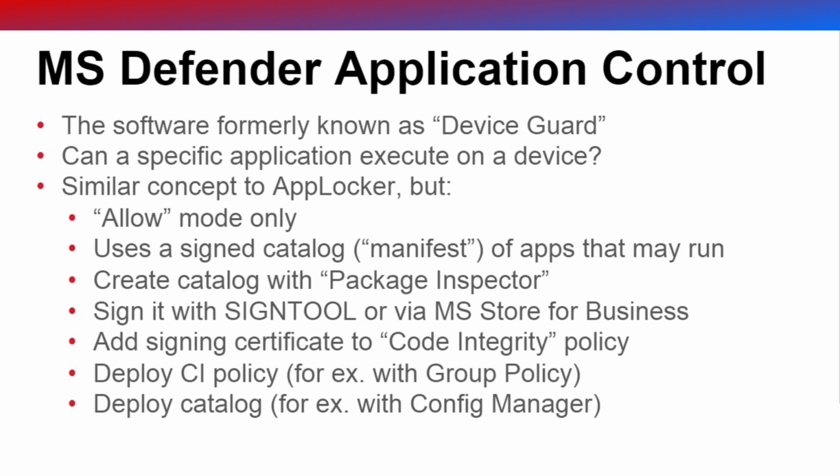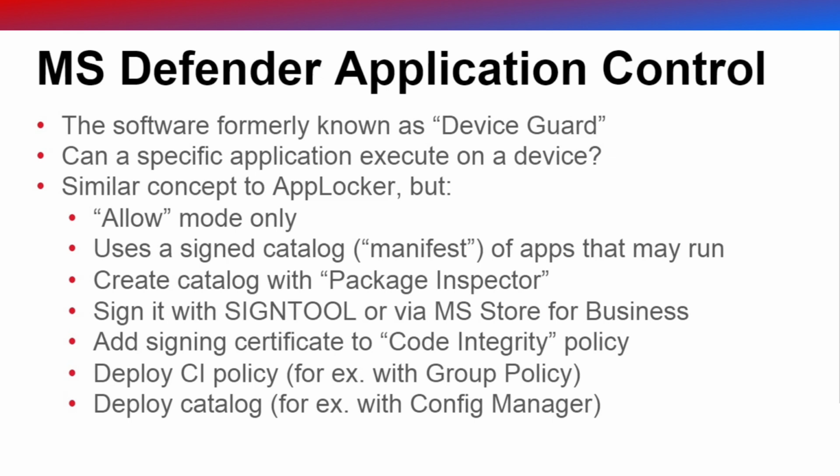Then we're going to add a certificate to something called a code integrity policy. We're going to deploy that code integrity policy with, for example, group policy. And then we'll deploy the catalog itself, for example, with configuration manager. Sounds complicated. It's not that bad, but it's no walk in the park. There's a lot of planning that goes into this. But basically, just understand the concept.